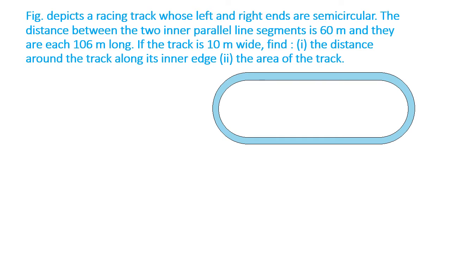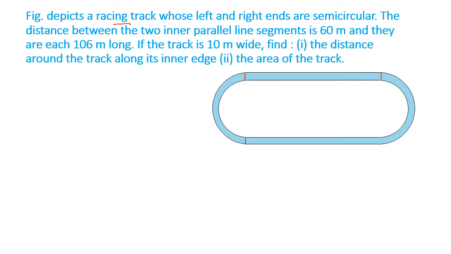So the next sum we have now is a racing track whose left and right sides are semicircular. So you can see the racing track here. I've done the diagram for you. If you cut it out from here, what do you observe?